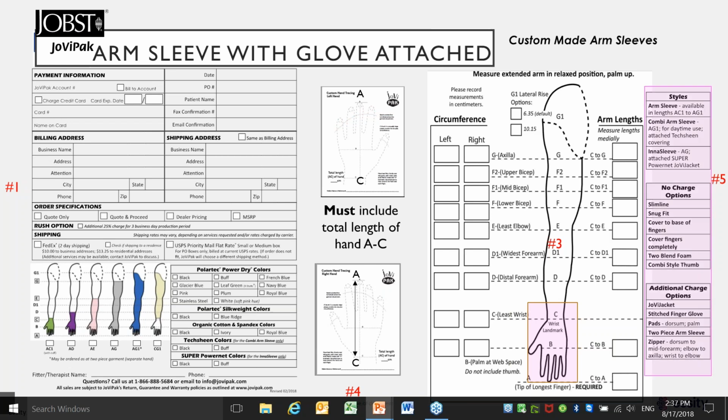Then from there, make sure you indicate what style you're ordering. Is it a regular arm sleeve? Is it a combi arm sleeve? Is it an ENA sleeve? Are we making a glove for it? And so on. You have no charge options and additional charge options. Be sure that you order your JoViPak and a Dyson pad so that your patient can have optimal therapeutic benefits and ease in donning these garments.